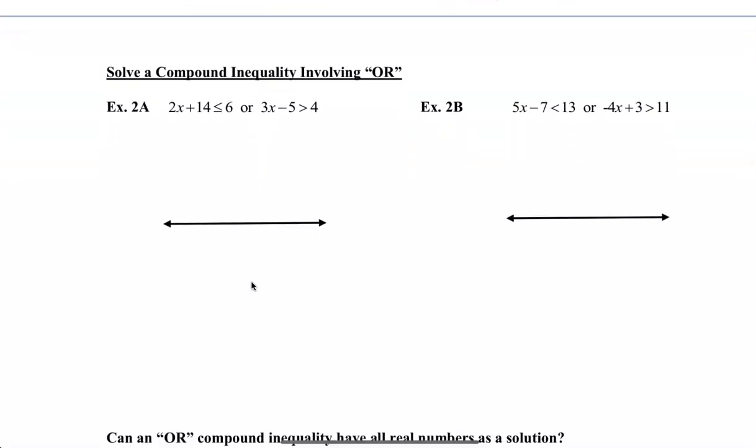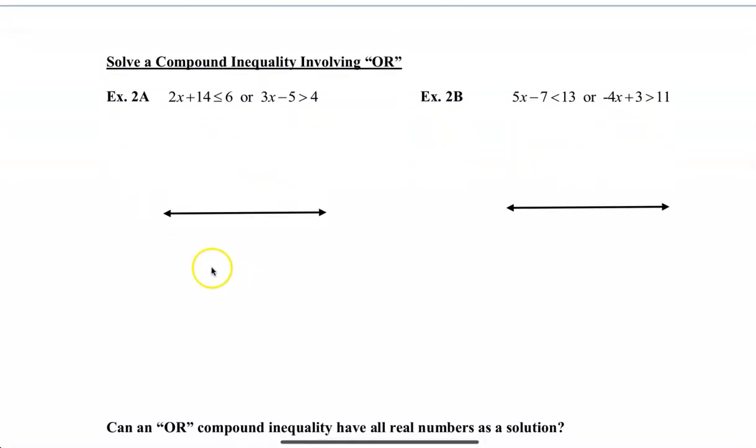Let's solve a couple of these. So these are or statements that we have to solve. And the way you solve an or statement, honestly, it's just like solving two problems. That's all it is. We're going to solve each one separately. So let's solve this one, right? I want to get the x, so let's subtract 14 from both sides. So I get 2x, these cancel out, is less than or equal to 6 minus 14, which is negative 8.